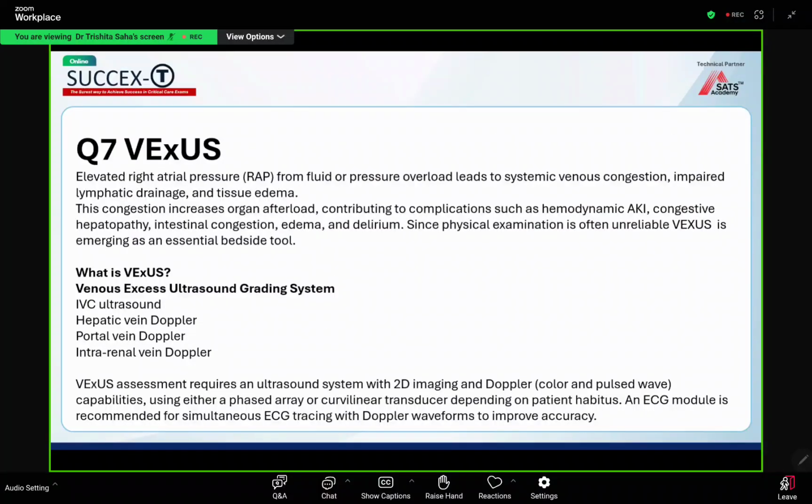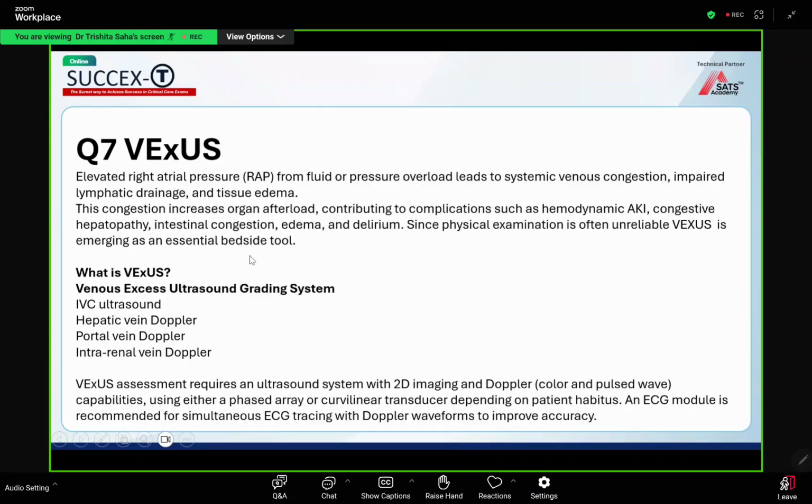Like, the next question is on VEXUS. So what is the background for the VEXUS study? Elevated right atrial pressure from fluid or pressure overload leads to systemic venous congestion, impaired lymphatic drainage, and tissue edema. This congestion increases the organ afterload, contributing to complications such as hemodynamic AKI, congestive hepatopathy, interstitial congestion, edema, and delirium. Since physical examination is often unreliable, VEXUS is emerging as an essential bedside tool.